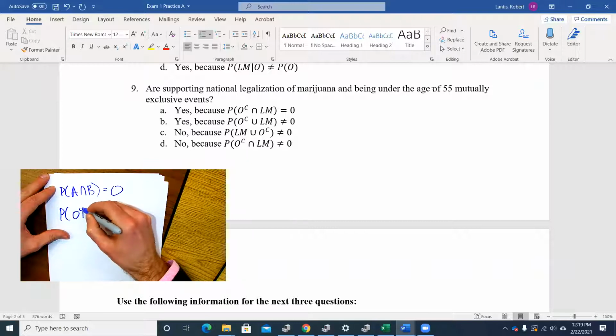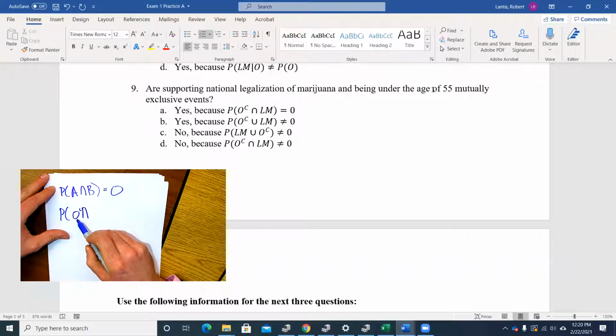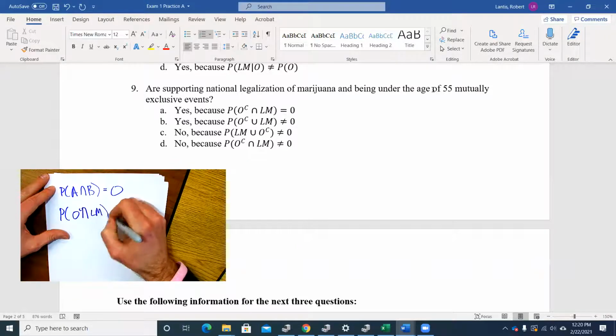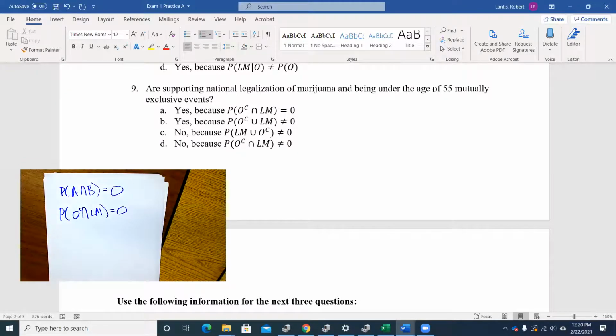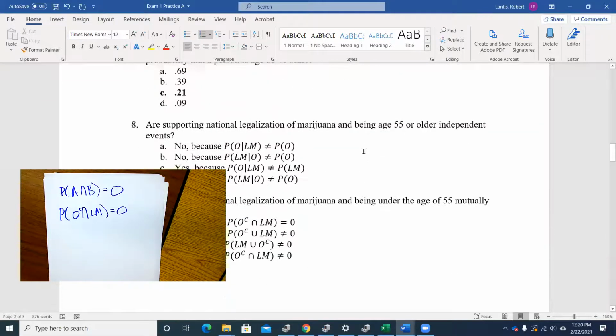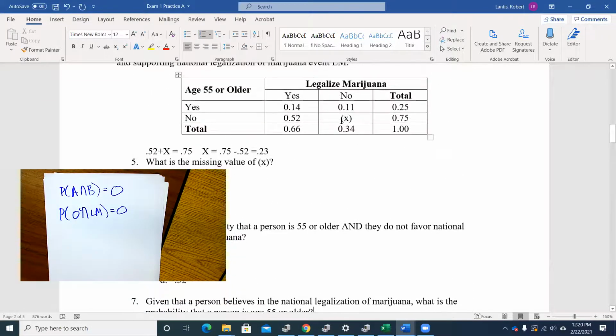Well, here we had being not over 55, or O complement, and wanting marijuana legalized, right? Are those mutually exclusive? Well, if they were mutually exclusive, the intersection would have to be equal to 0. If we go up here, first of all, no matter what events I asked you about, did we have any zeros for the intersections? No. So it doesn't matter which of these I ask you about, none of them are mutually exclusive, right? The only way they're mutually exclusive is if I see an intersection of 0 up here in one of these top 4 left cells, right?